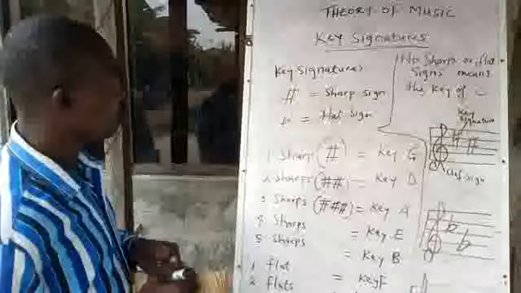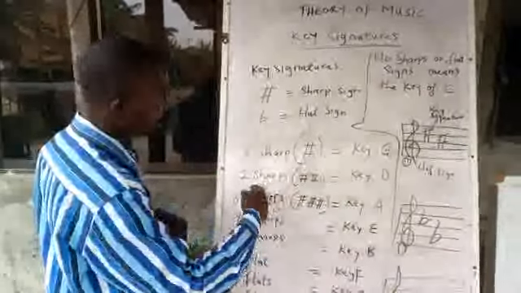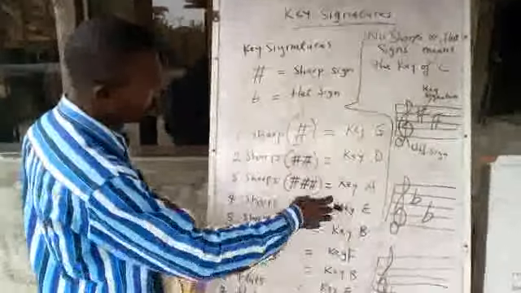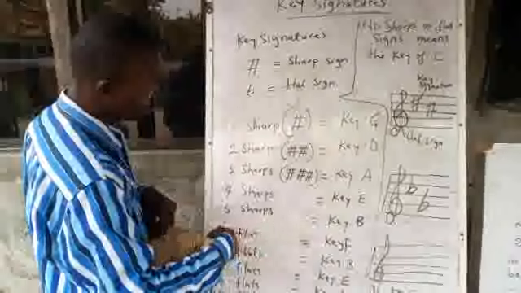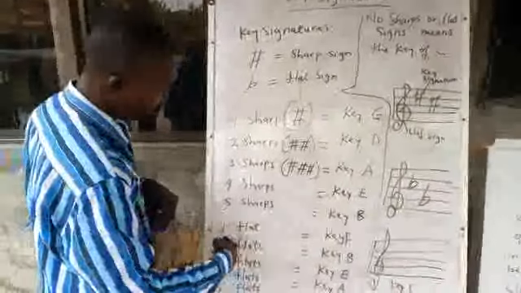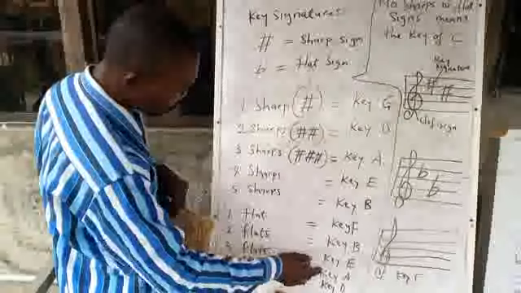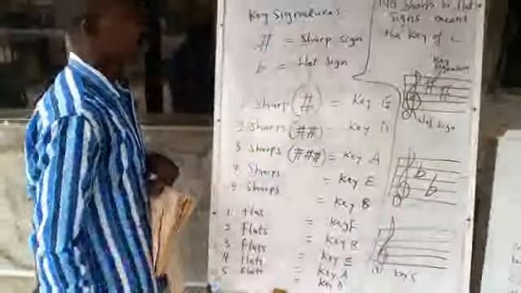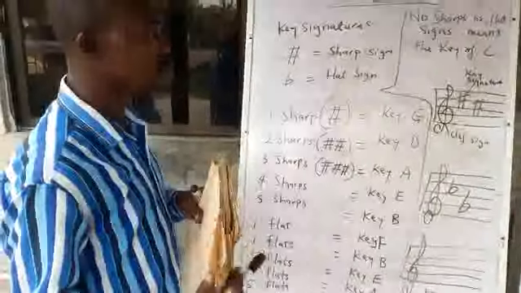All right, so I repeat again: one sharp, key G; two sharps, key D; three sharps, key A; four sharps, key E; five sharps, key B. No flat or sharp, key C. One flat, key F; two flats, key B flat; three flats, key E flat; four flats, key A flat; and five flats, the key of D flat.